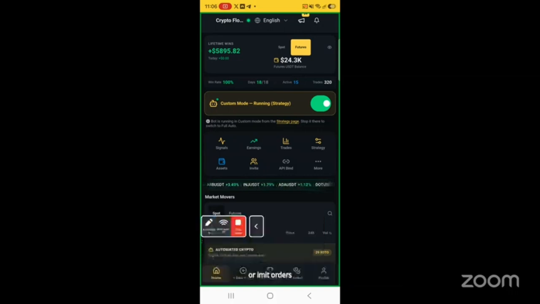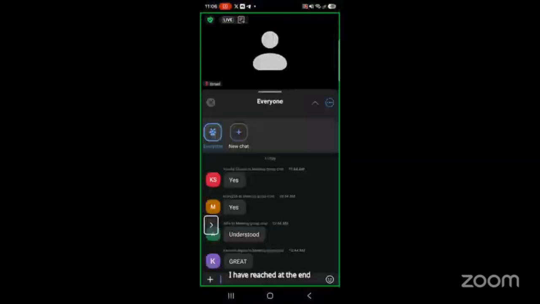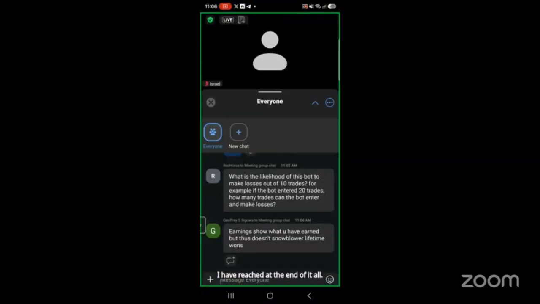I think I have reached the end of it all. What is the likelihood of this bot to make losses out of 10 trades? Okay, I'm going to give you an example.